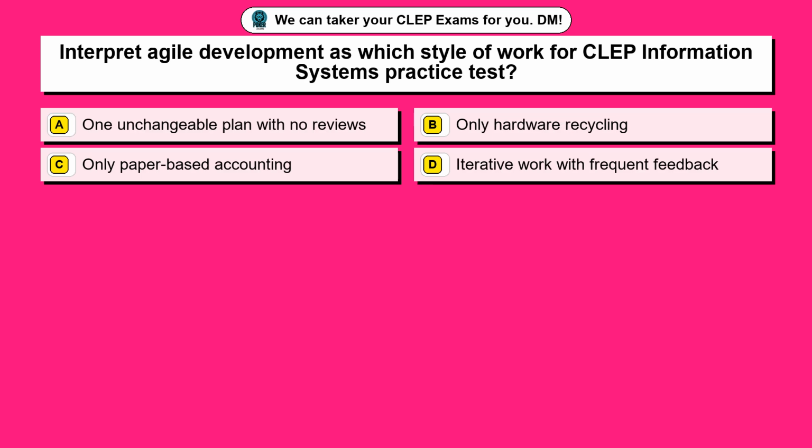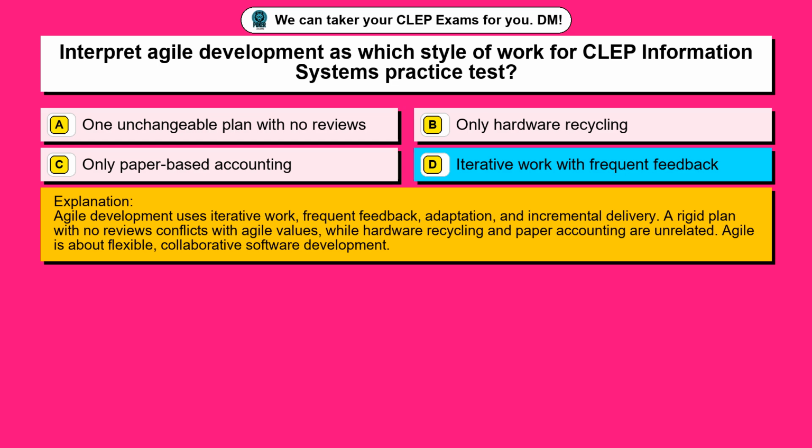Question 70. Interpret agile development as which style of work for CLEP Information Systems practice test? Option A, one unchangeable plan with no reviews. Option B, only hardware recycling. Option C, only paper-based accounting. Option D, iterative work with frequent feedback. The correct answer is option D, iterative work with frequent feedback.